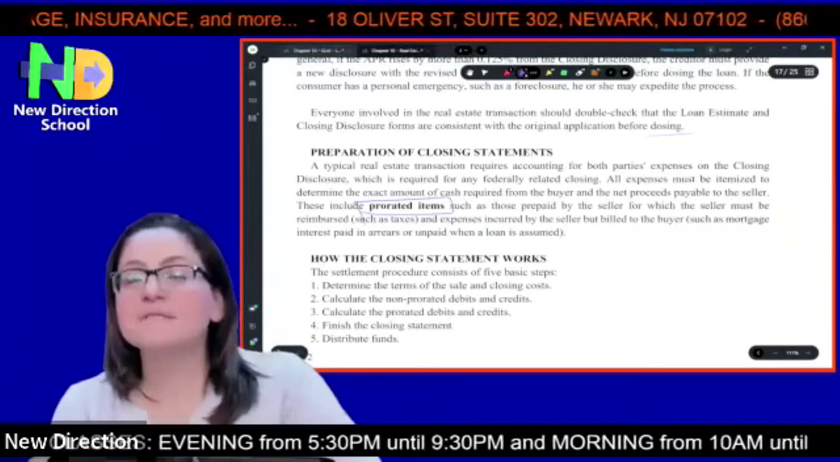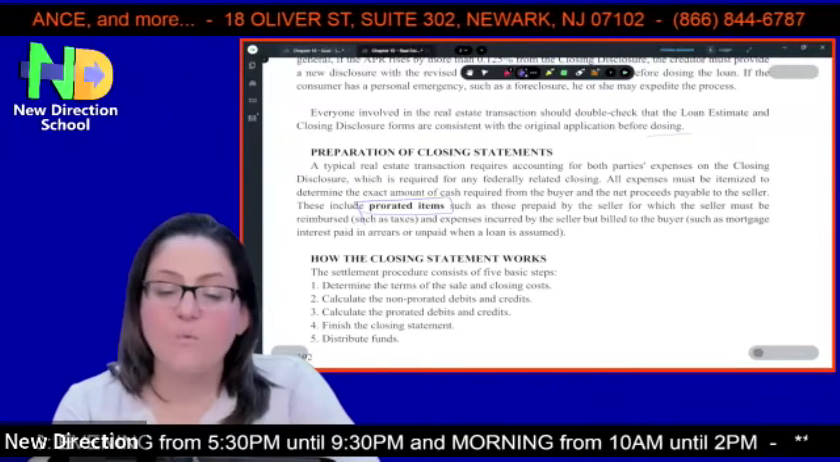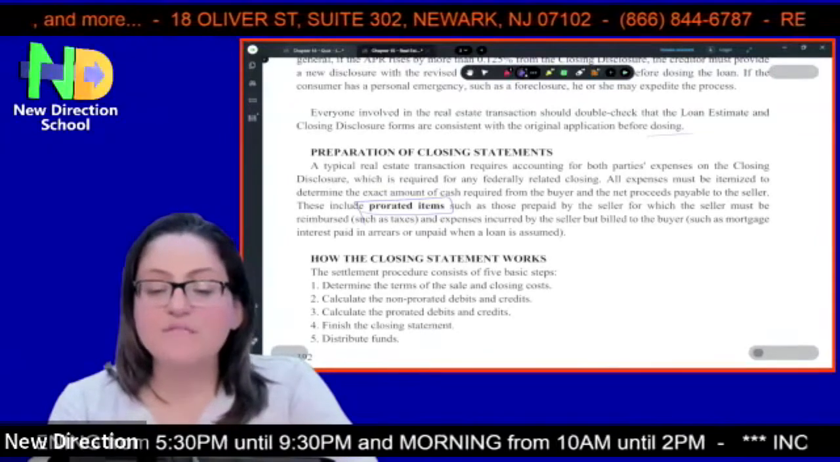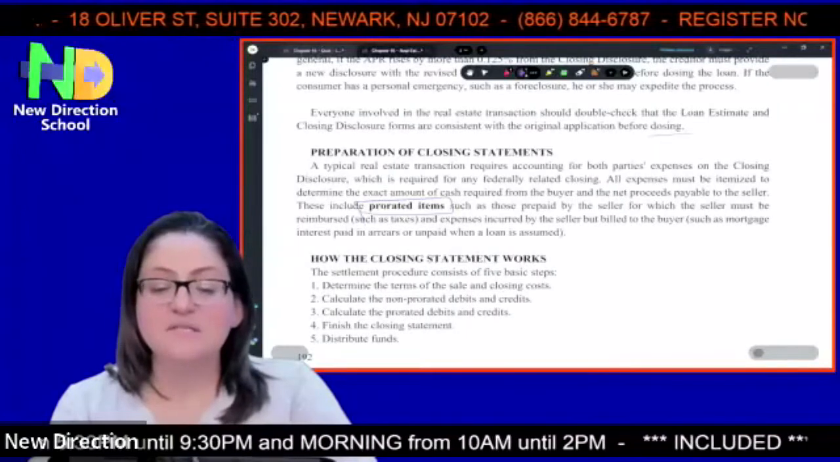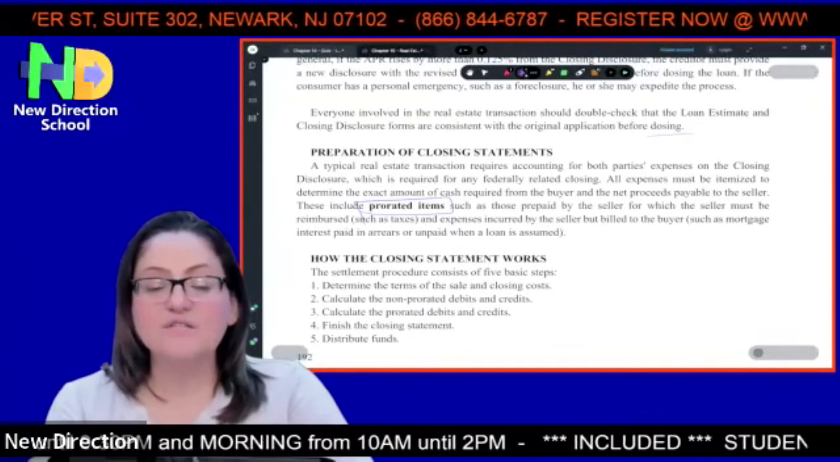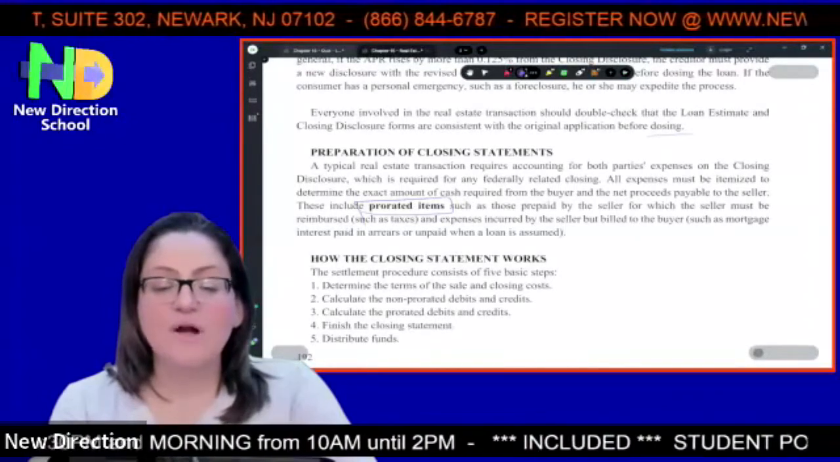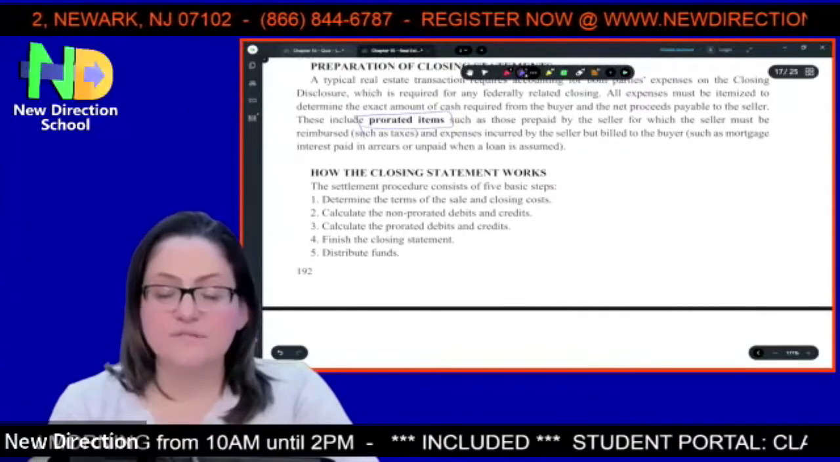Because it happens towards the end of the closing, where who gets paid what, when, such as those prepaid by the seller for which the seller must be reimbursed, such as taxes, and expenses incurred by the seller but billed to the buyer, such as mortgage interest paid in arrears or unpaid when a loan is assumed. How the closing statement works.